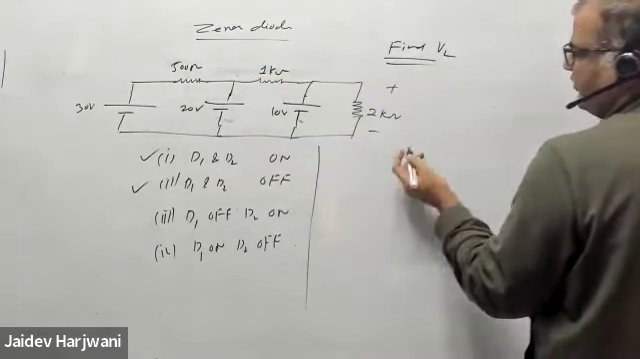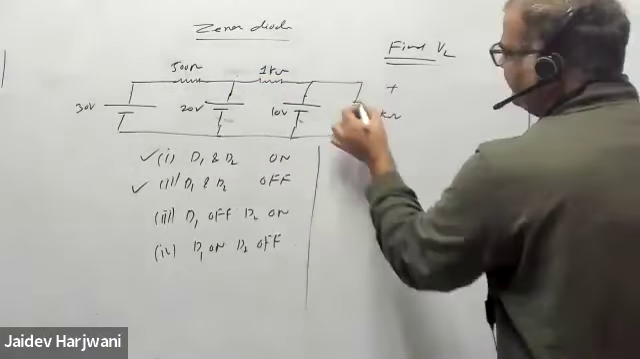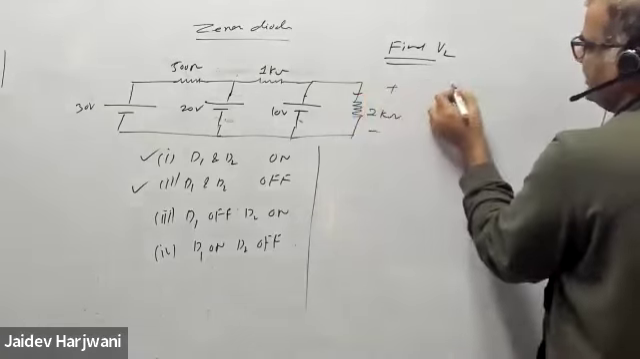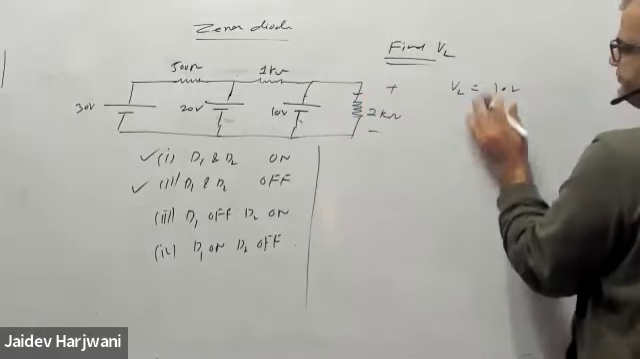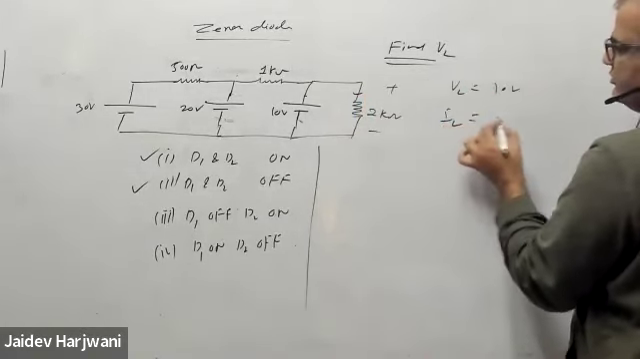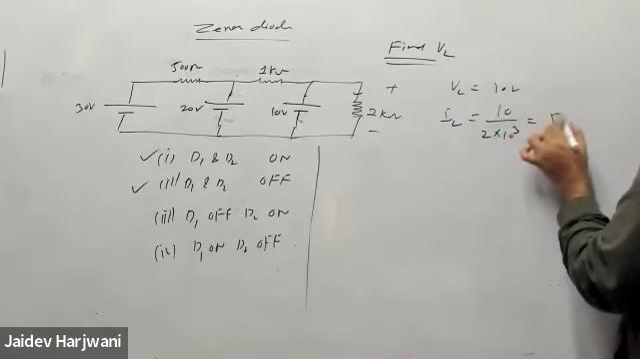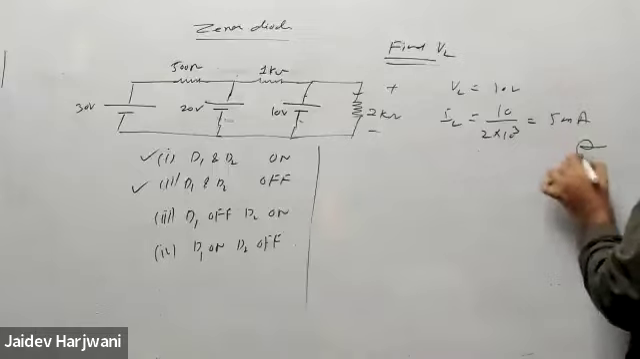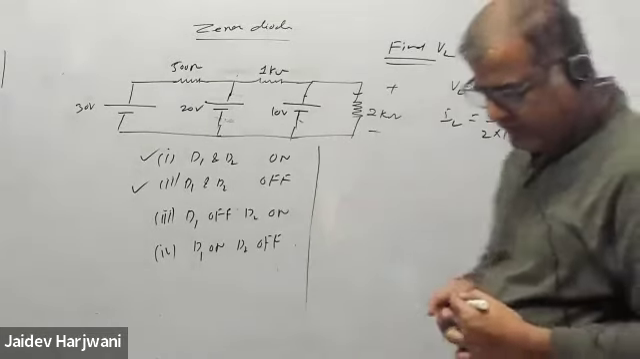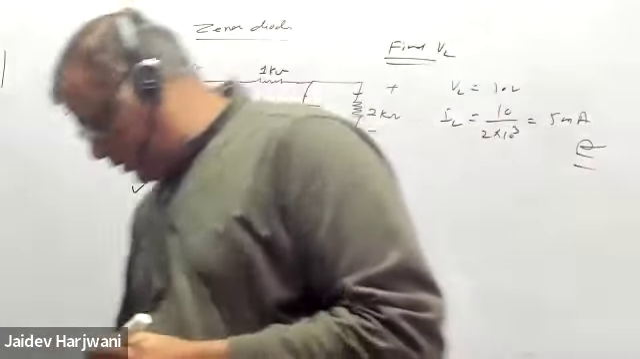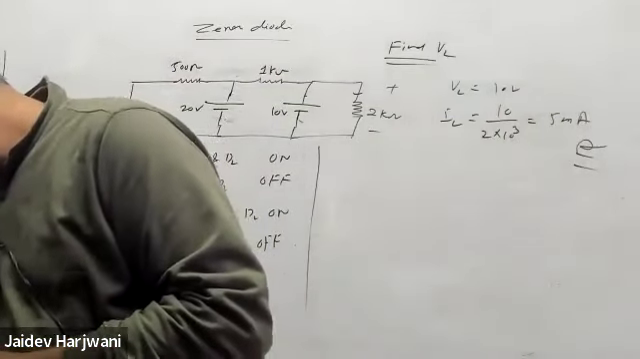10 volts. So you can find IL very easily. VL is your 10 volt, and IL will become your 10 volt divided by 2 kilo ohm, that is 5 milliampere. This is the answer. So you have to check everything.